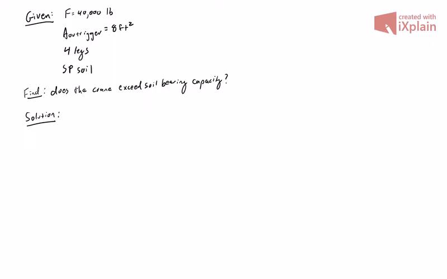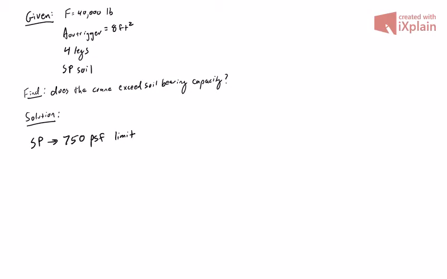All right, so we've got a force of 40,000 pounds. The area of each outrigger is 8 square feet. There's four of them, and it's sitting on an SP soil. So the first thing we can do is look at the chart on the example problem and see that an SP is a poorly graded clean sand and gravel mix with a bearing capacity of 750 pounds per square foot. So SP means 750 pounds per square foot limit.